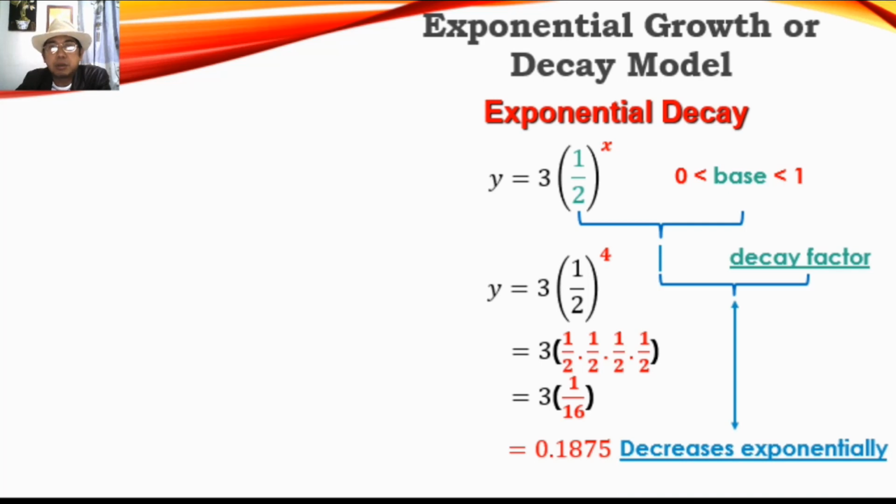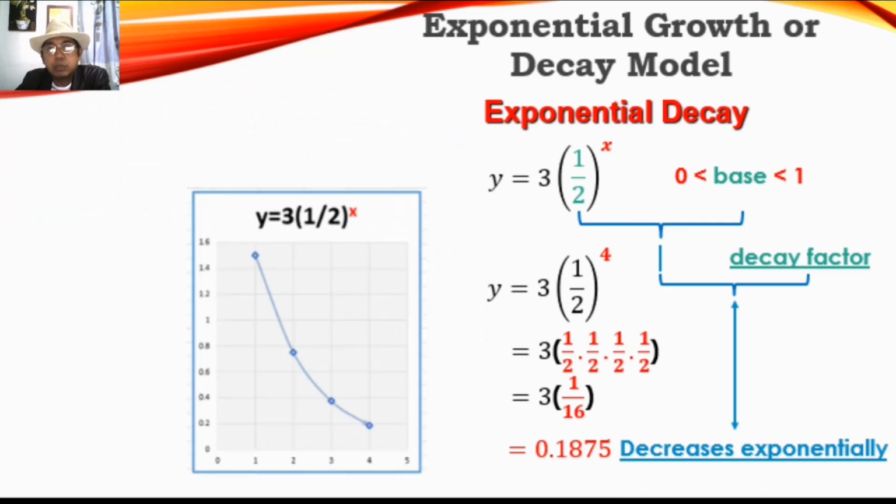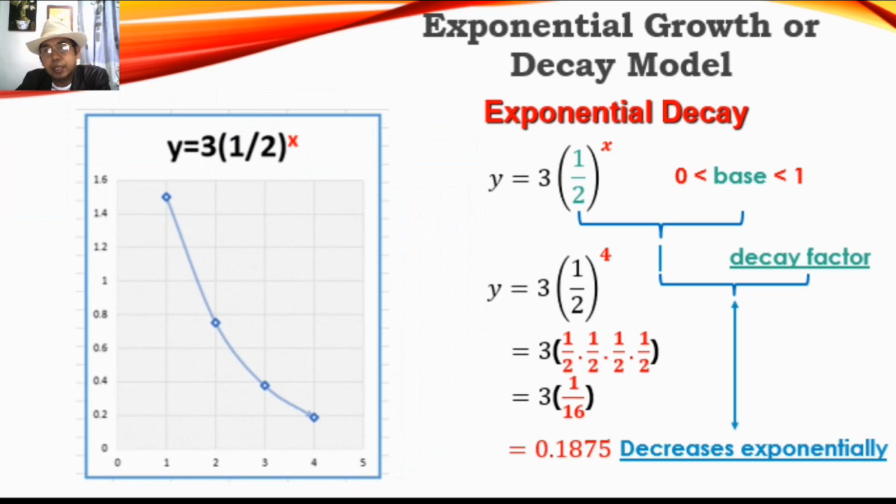Now, how is the graph of this exponential decay? You will notice that the graph of exponential decay is coming from the left going down to the right, following a curve pattern, which is now called an exponential decrease.